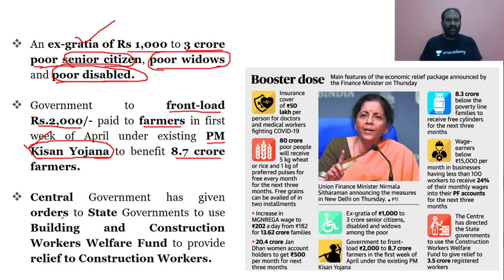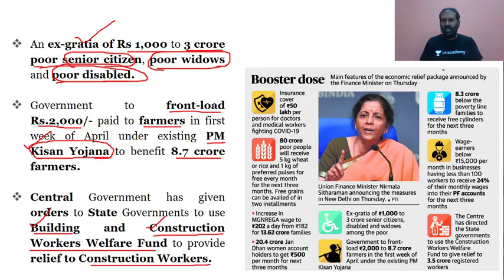And then the central government has given orders to the state governments to use the Building and Construction Workers Welfare Fund. So they are trying to pull in money from various sectors so that it will be useful for the lockdown purpose, which could be used from the Building and Construction Workers Welfare Fund to provide relief to the construction workers. The central government is definitely going ahead with using the fund of the Building and Construction Workers Welfare Fund.